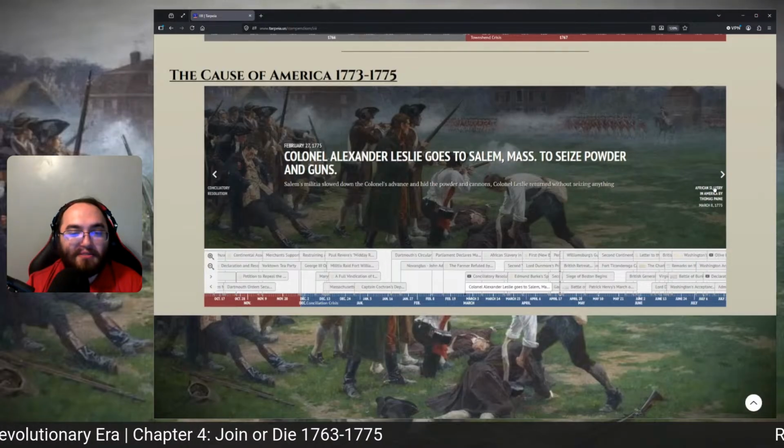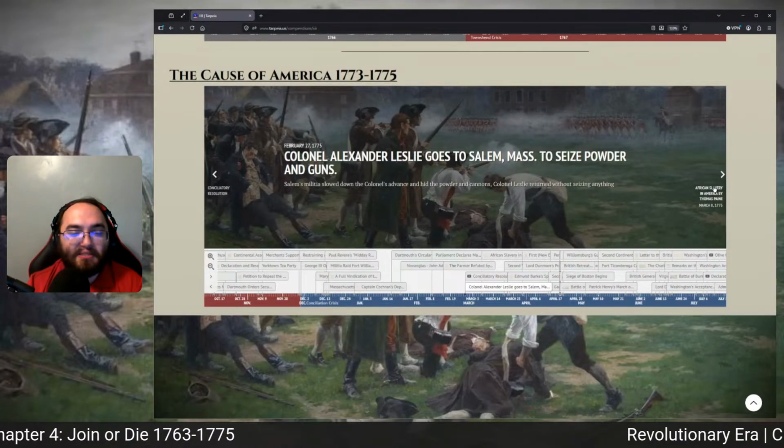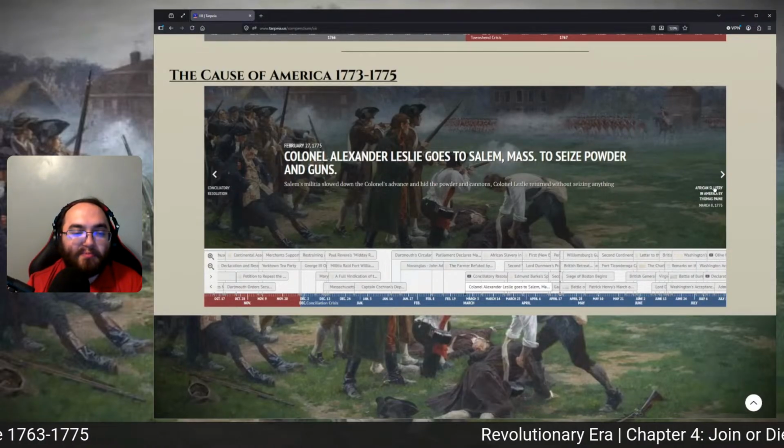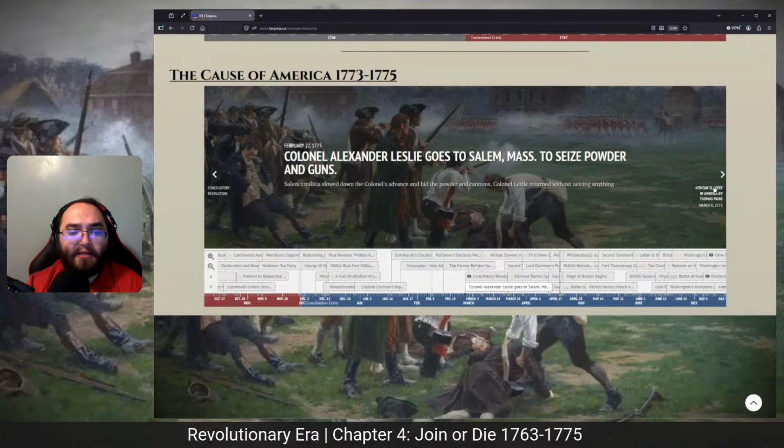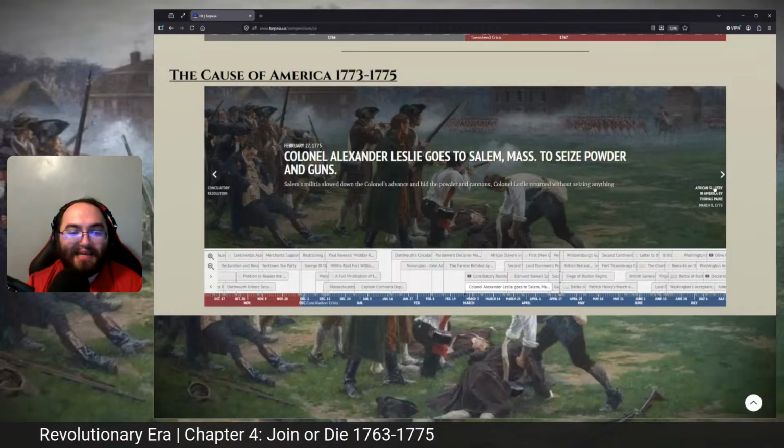Colonel Alexander Leslie goes to Salem, Massachusetts to seize powder and guns. Salem's militia slowed down the colonel's advance and hid the powder and cannons. Colonel Leslie returned without seizing anything.